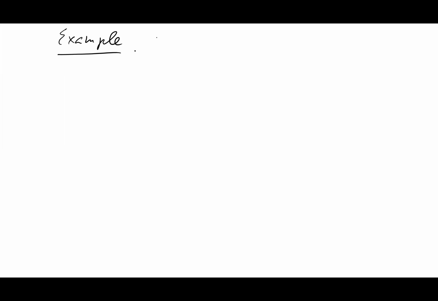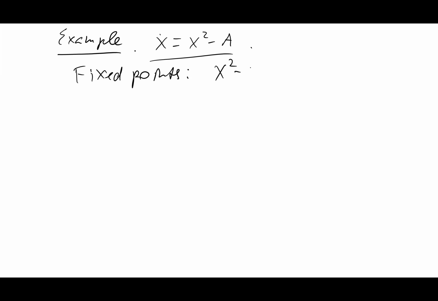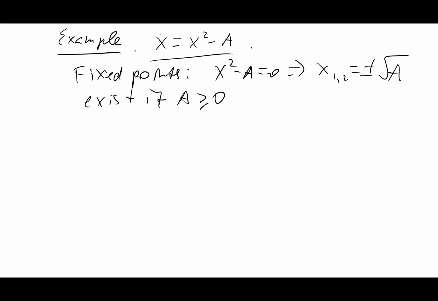The example is very simple. x dot equals x squared minus a. So, fixed points: roots of this algebraic equation x squared minus a equals 0. We have two fixed points, equal to plus minus square root of a, and they exist if parameter a is positive.